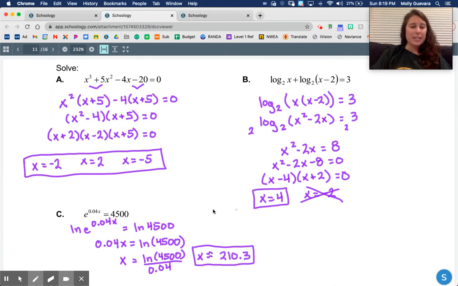And then for C, I want to get rid of this e, so I took the natural log of both sides, which cancels out the e. So that's how I got 0.04x equals the natural log of 4,500, divided by both sides by 0.04, and then I entered it into my calculator to get about 210.3.